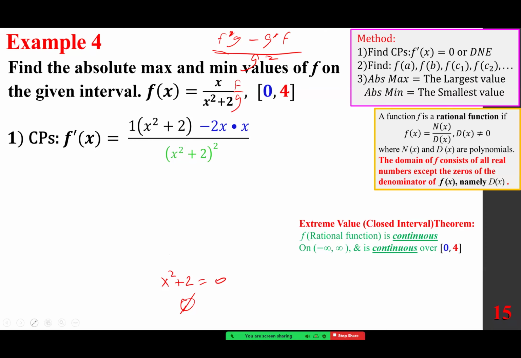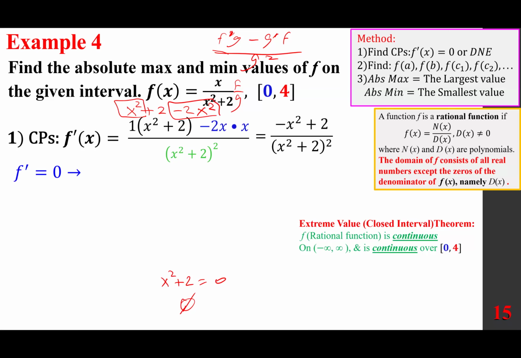We have x squared plus 2 minus 2x squared; this one and this one combine into minus x squared. So a fraction is 0 when the top is 0. So f prime is 0. The top we set equal to 0. This means 2 equals x squared. x is plus or minus square root of 2.